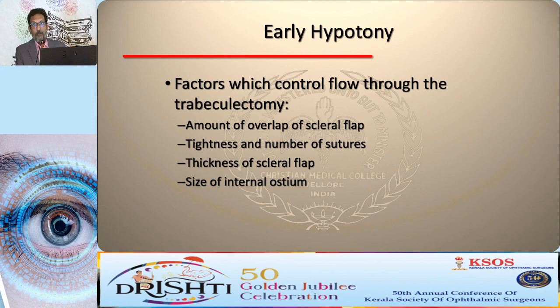Looking at things a different way, early and late hypotony also need to be thought about a little differently. In early hypotony, you have to revise in your mind what are the other factors which are controlling the flow through the TRAB. The main thing is the amount of overlap of the scleral flap over the internal ostium. Also, the tightness and the number of sutures with which you have sutured the scleral flap. The thickness of the scleral flap does matter. And last of all, really the least important is the actual size of the ostium.